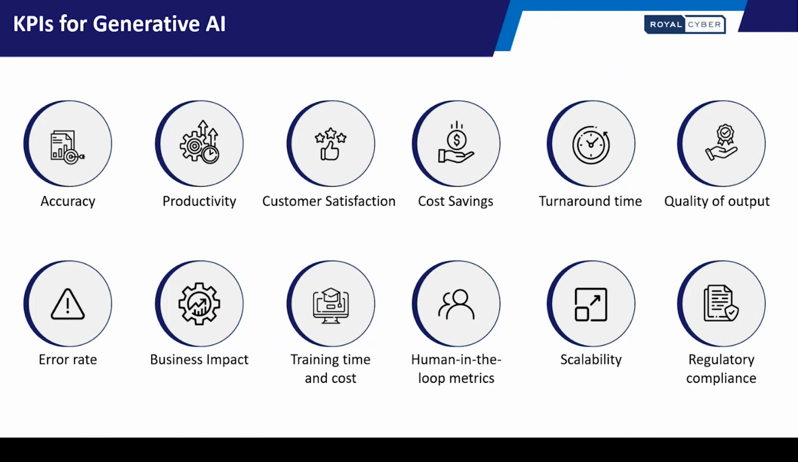Assess output quality against predefined criteria through manual review or automated quality checks. Quantify the rate at which the model produces incorrect or undesirable outputs. Business impact. Identify specific business metrics directly impacted by the AI use case, such as increased sales or reduced customer complaints.